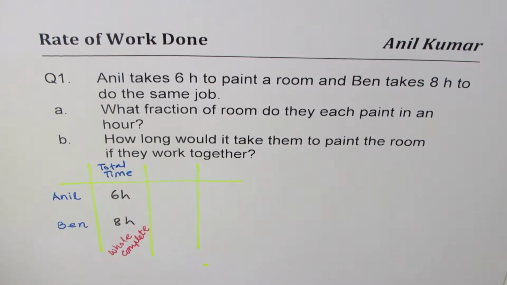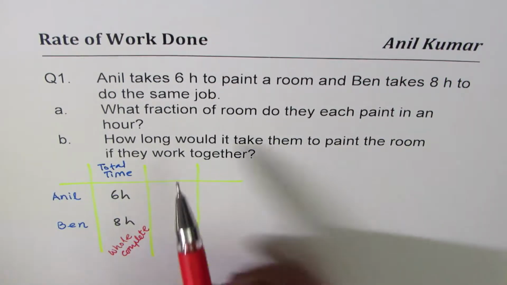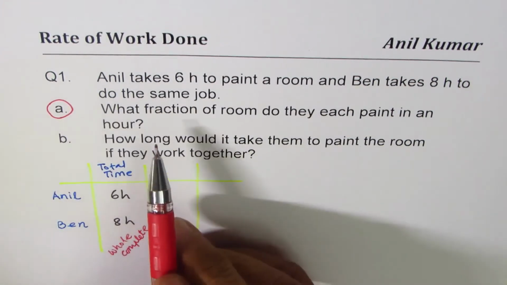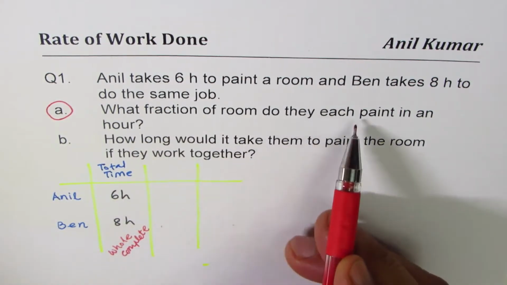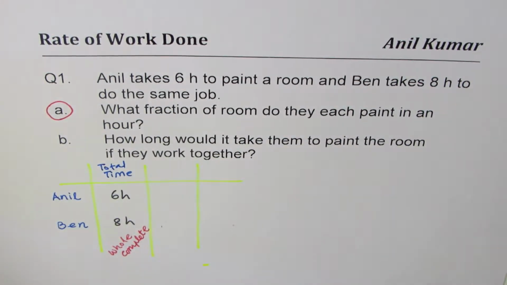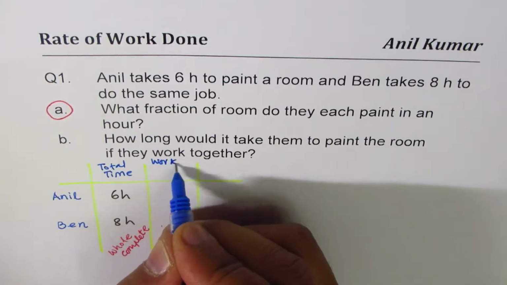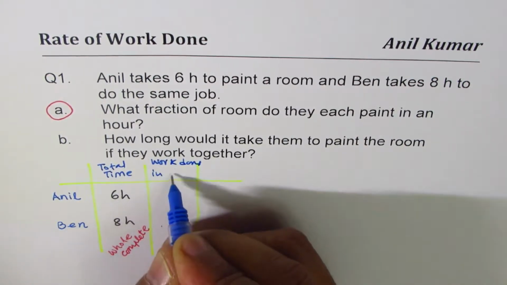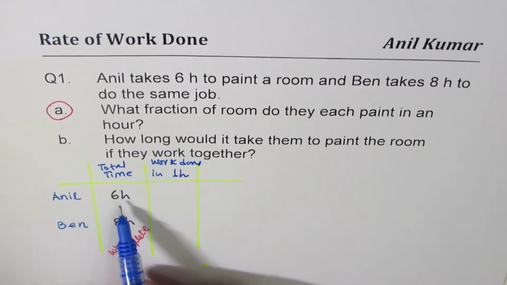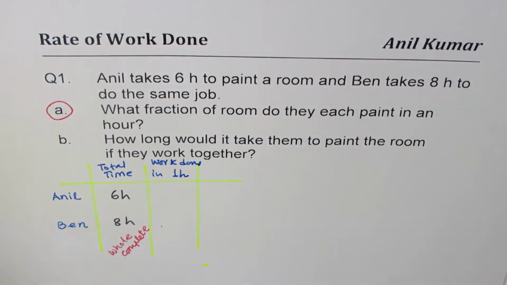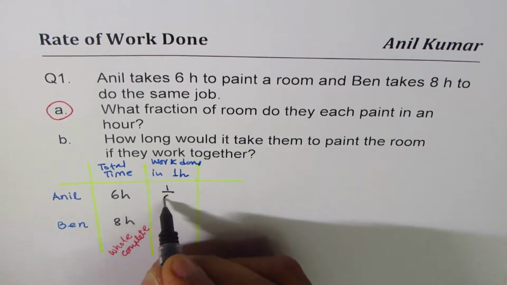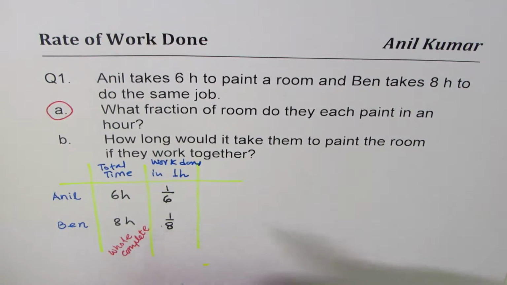That is the concept. Rate is what you do in an hour. So that is part A. Part A is what fraction of room do they each paint in an hour? So how much work is done in just 1 hour? We are trying to find work done in an hour. In 6 hours, the whole thing is done. In 1 hour, 1/6 will be done. Is it okay? So it is 1/6. For Ben, 1/8 of the job will be done in an hour. Do you see that? So that is the answer for part A. In an hour, they will do 1/6 or 1/8.